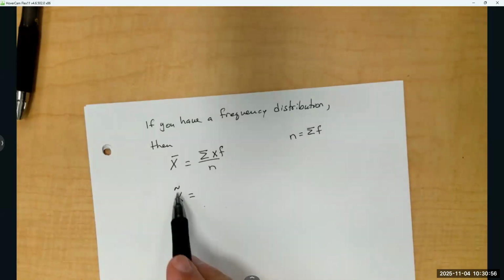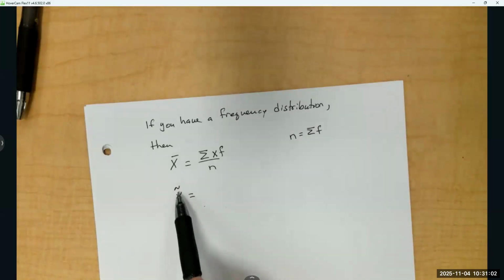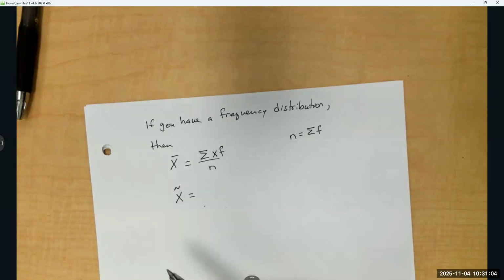How do you read this? X tilde. And what does it represent? The median. Now we have a problem. How do we find the median with a frequency distribution?